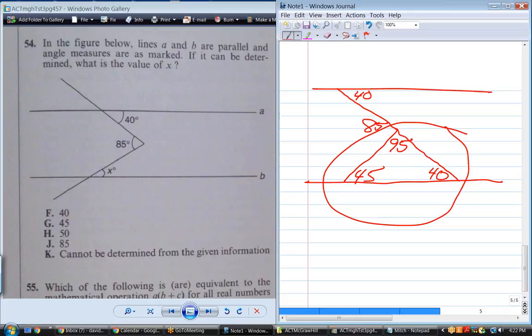But if the problem looks like an M, either pointed to the right or pointed to the left, this one's an M pointed to the right, then always know that that middle angle is equal to the sum of the two angles inside the shoulders of the M. In other words, as long as your M is like that, angle 1 plus angle 2 is equal to angle 3, as long as those two lines are parallel. Okay.